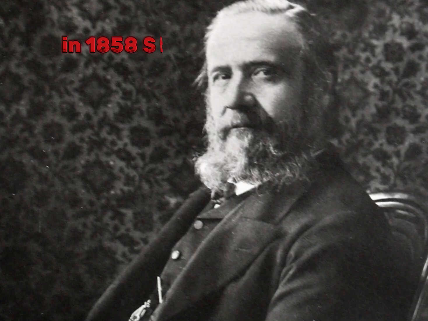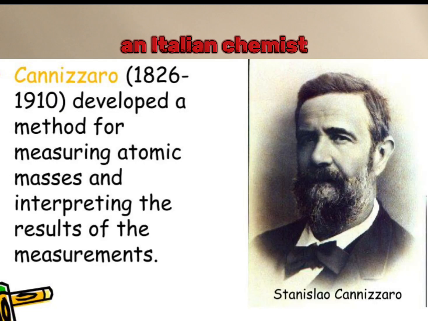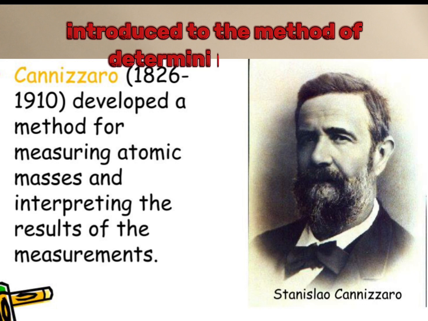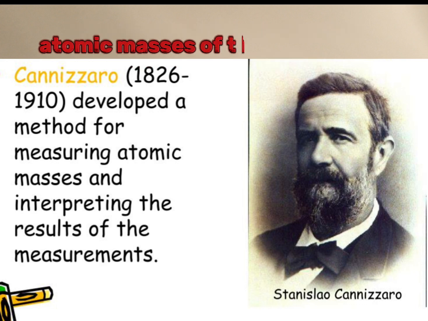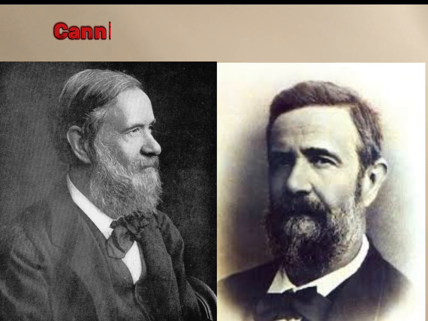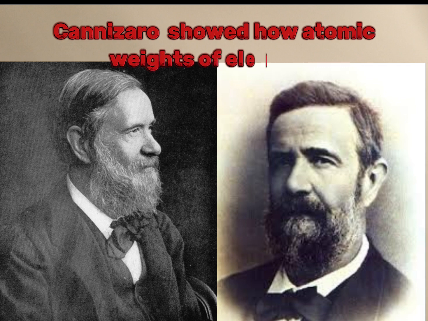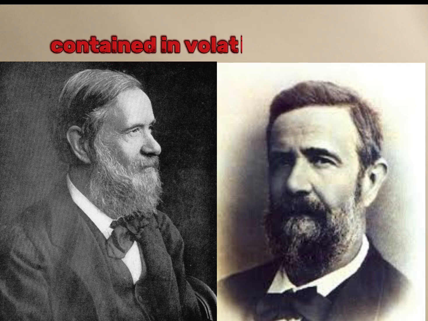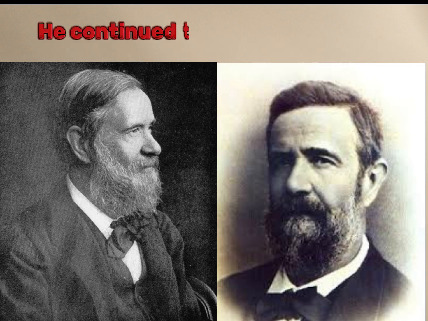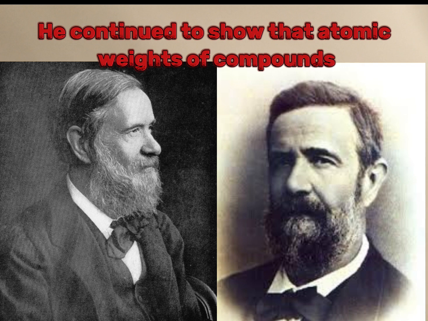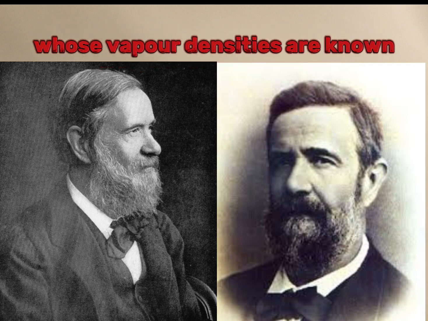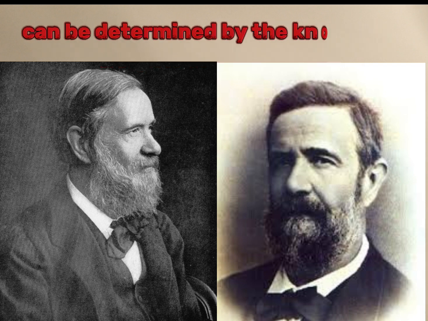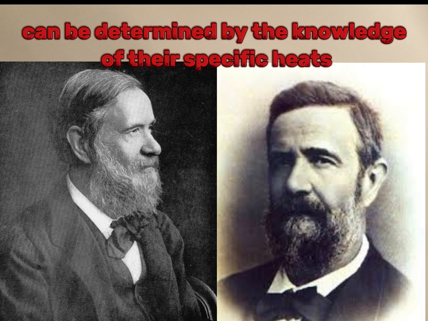In 1858, Stanislao Cannizzaro, an Italian chemist, introduced the method of determining relative atomic masses of these elements. Cannizzaro showed how atomic weights of elements contained in volatile compounds can be deduced from the molecular weights of these compounds. He continued to show that atomic weights of compounds whose vapor densities are known can be determined by the knowledge of their specific heats.